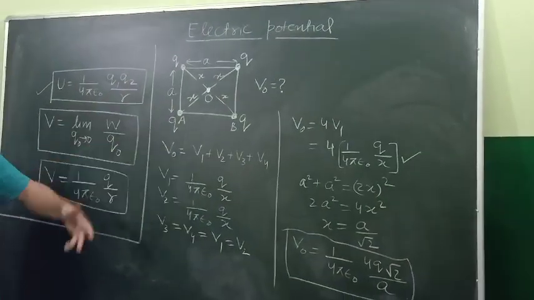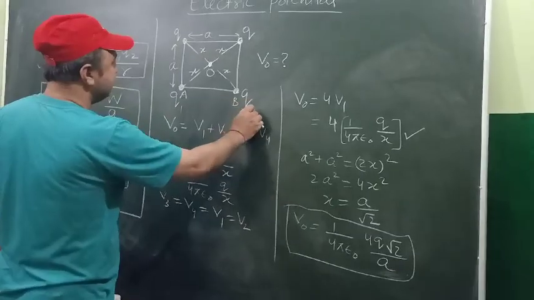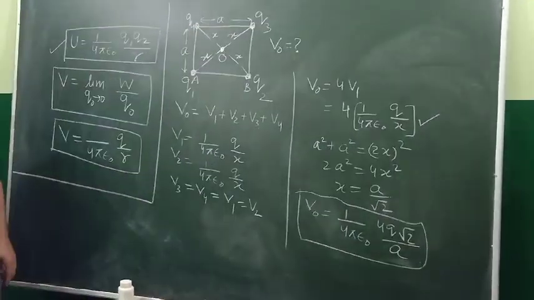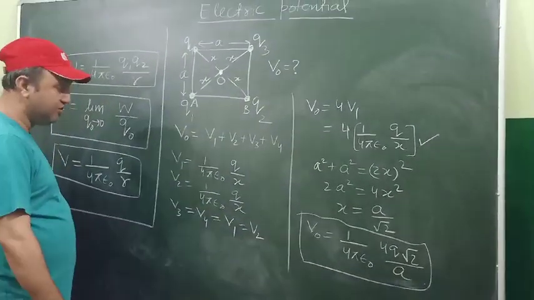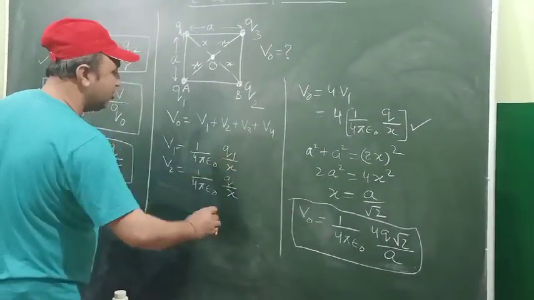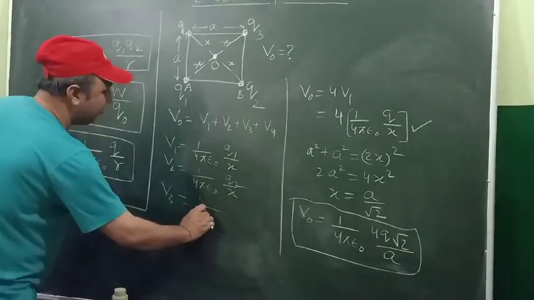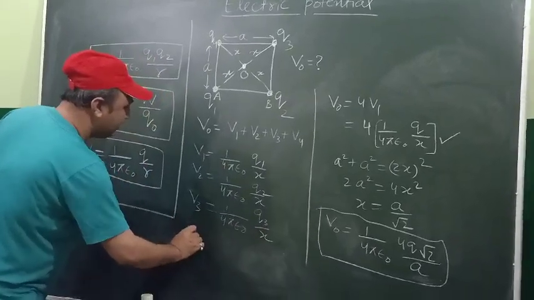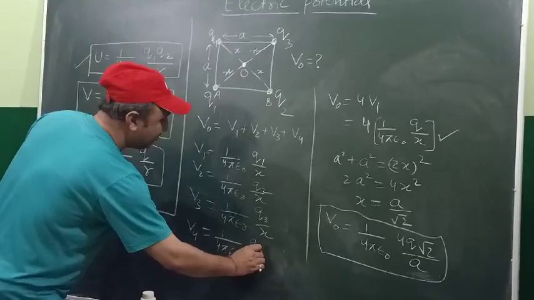The problem can simply be modified, where we can take these charges as unequal. If that would be the problem, in that case you will not be able to write V1 equal to V2 equal to V3 equal to V4, because in such a situation over here it would be Q1, over here it would be Q2, and then V3 will be equal to 1 upon 4 pi epsilon naught Q3 upon x and V4 equal to 1 upon 4 pi epsilon naught Q4 upon x.